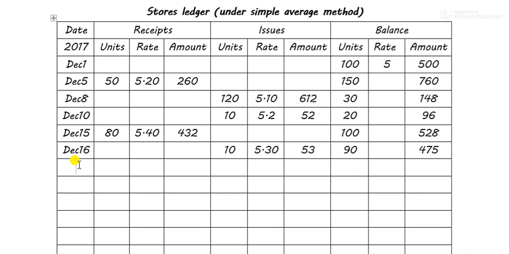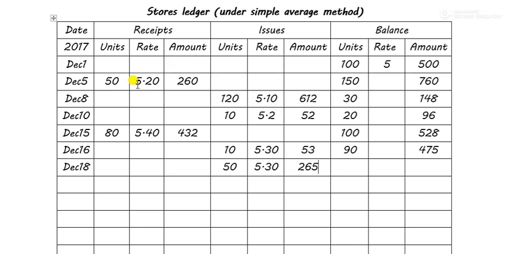On the next day, December 18, an issue is made for 50 units, and again the rate will be 5.30. You will do the same working, and the amount is 265. Now how 5.30? Because we had 90 units left, right?